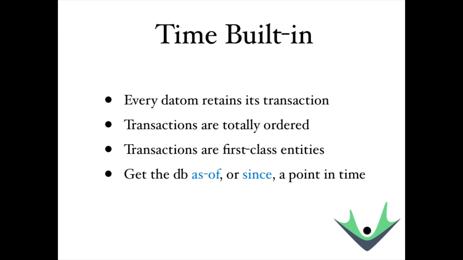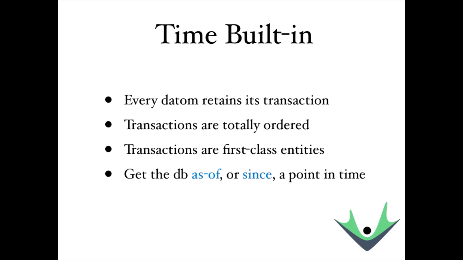Finally, we talked about time being built in the data model. We already saw that every datum retains the transaction in which it was recorded. Those transactions are totally ordered. So the transactor actually does a complete serialization of all transactions. And it ends up being the case that it's faster to serialize transactions than it is to make a transaction server that's multi-threaded and uses locks to coordinate overlapping transactions.